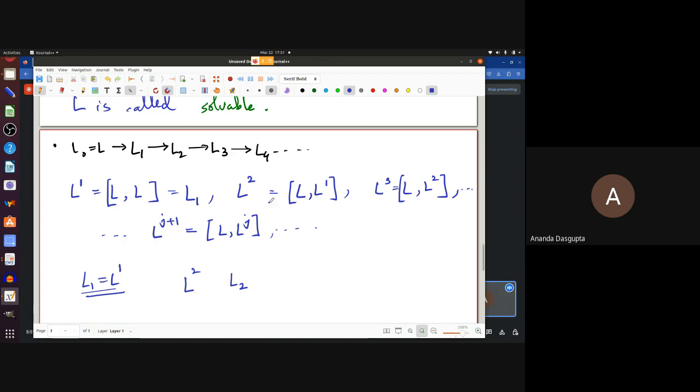Let me remind you once again, L upper 2 is already written here. L lower 2 is the commutator of L1 with L1, which is the same as, of course, L upper 1 with L upper 1. In L lower 2, you take commutative brackets of elements of L1 with itself. And in L upper 2, you take commutative brackets of all elements of L with L1.